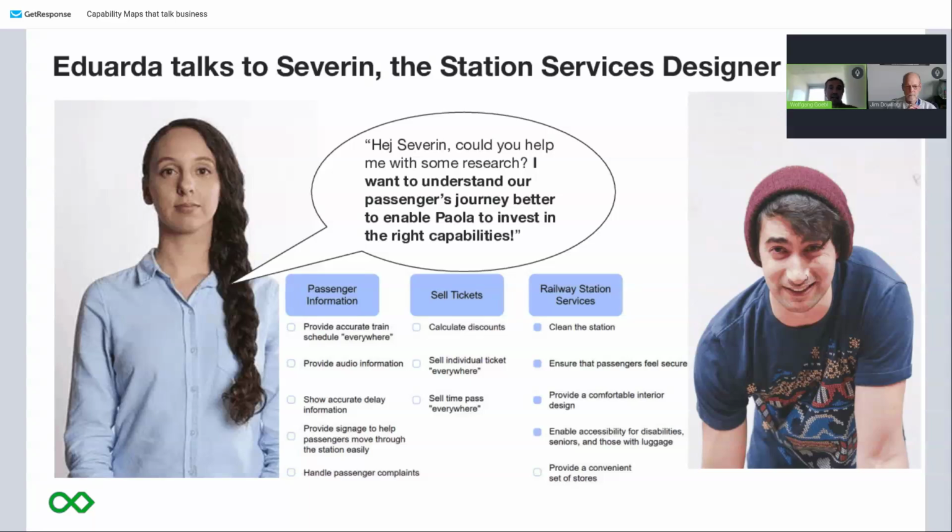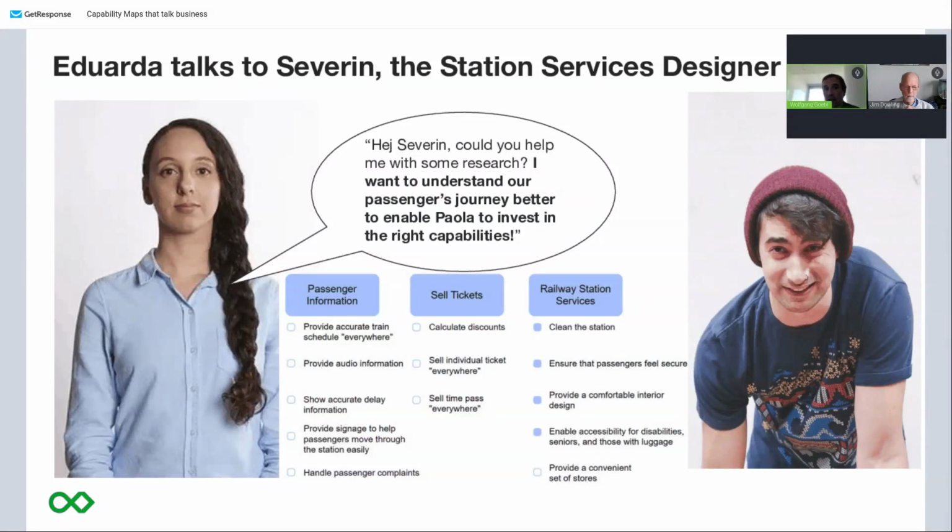And the next interview is with her colleague, because she is part of the enterprise design department, as well as Severin, the service designer. And she met him and said, hey, Severin, could you help me with some research? I have some opinions by Raivo, and Paola asked me to invest 39 millions into the right capabilities. I don't know what right means. Could you please help me?